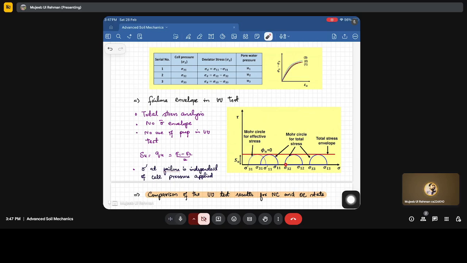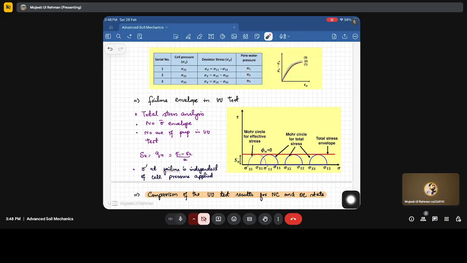You will observe the diameter of these circles is constant, which means the sample will always fail at a constant value of deviatoric stress, because whatever confinement we apply is not going to change the internal structure of the soil, since we are not allowing consolidation to happen. And with these 3 circles for the 3 tests, we are able to draw the total stress envelope.